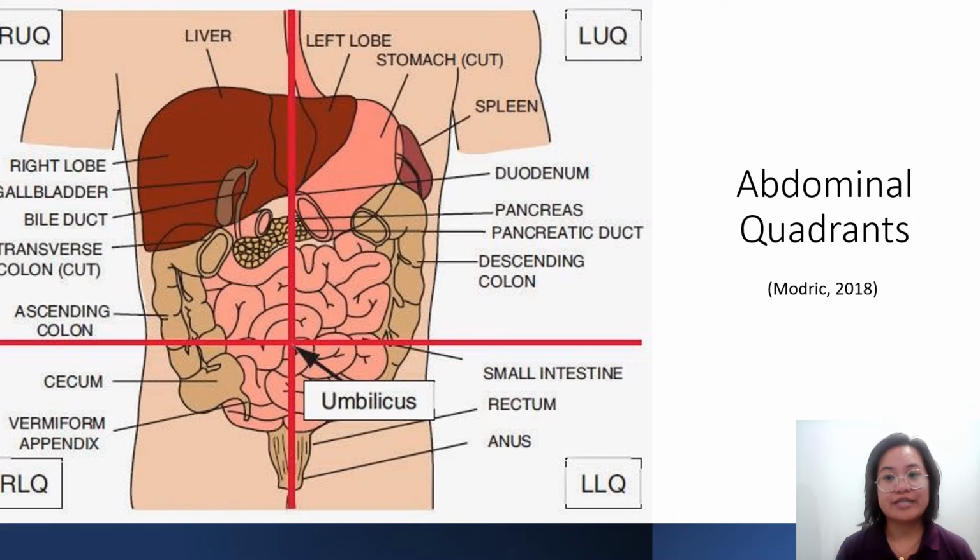So we know that the abdomen has 4 quadrants. Each quadrant has specific organ parts of the gastrointestinal system. So for the right lower abdomen, which is in here, we can find the appendix, ascending colon, and parts of female reproductive organs.